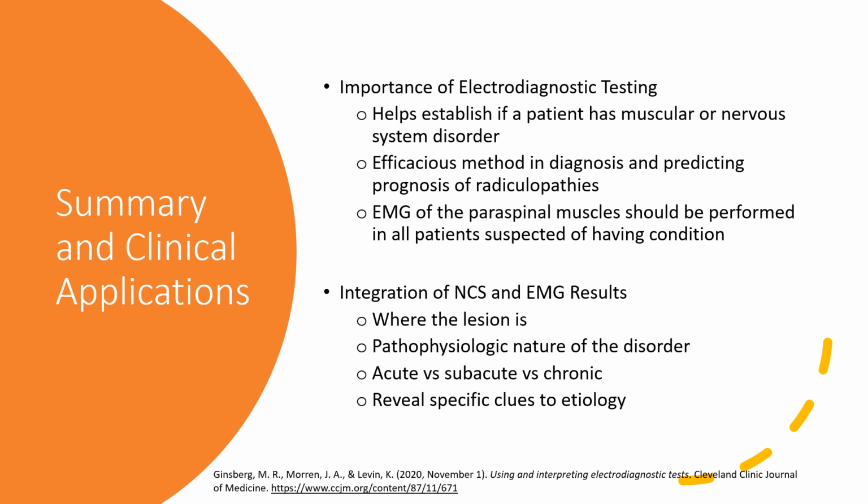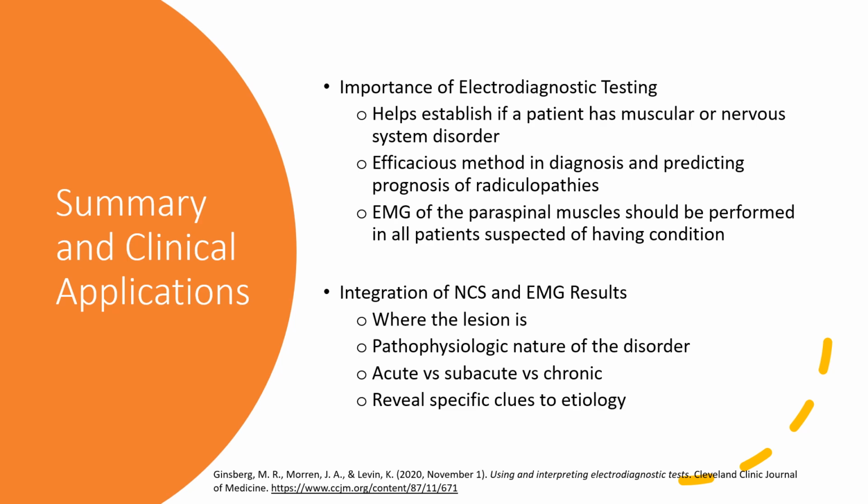Now we'll look at a summary of everything we've discussed so far. Electrodiagnostic testing is essential for diagnosing and managing neuromuscular disorders. It also helps us distinguish between muscular and nervous system disorders by providing prognosis for conditions like radiculopathies and guiding treatment planning. Understanding this integration of NCS and EMG results is critical for identifying the lesion's location and the disorder's nature, whether acute, subacute, or chronic.